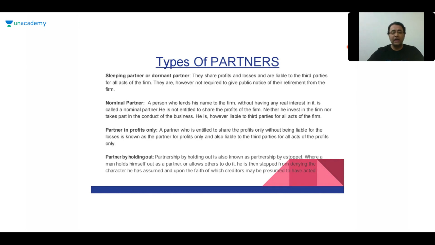Okay, now let's quickly look at what each of the partners means. Sleeping partner. They share profits and losses and are liable to third parties for all acts of the firm. They are, however, not required to give public notice on the retirement from the firm.